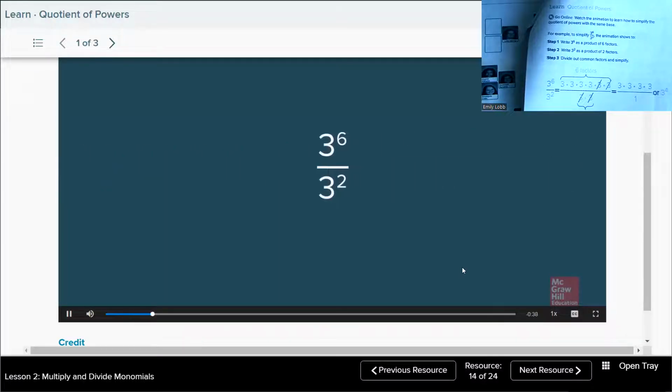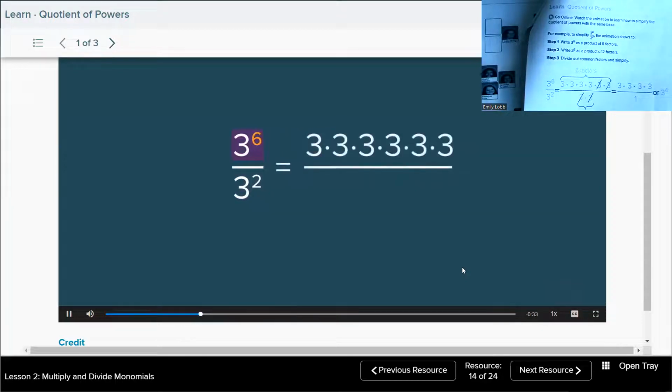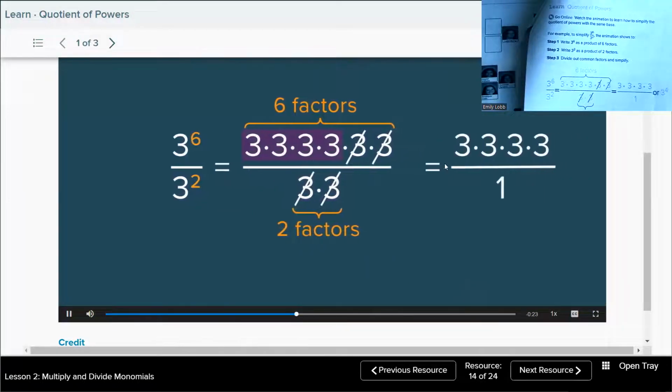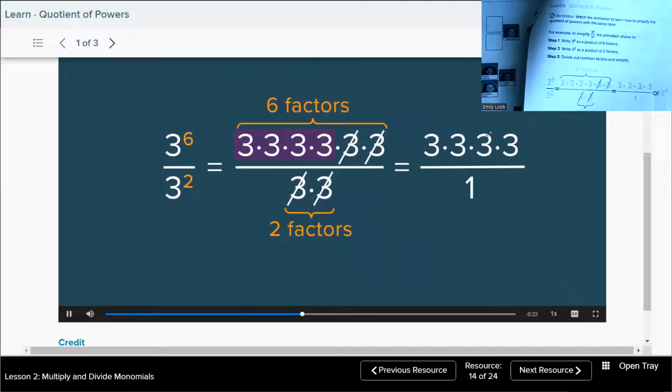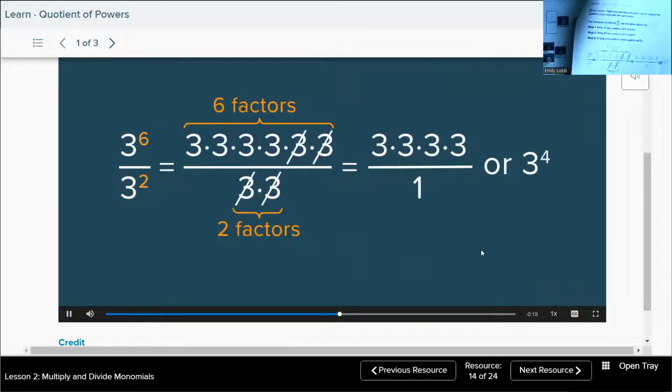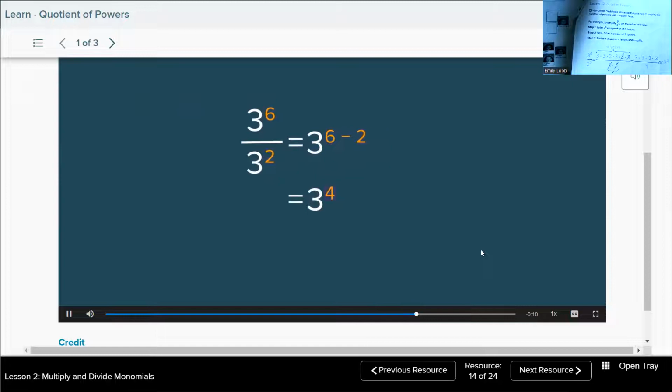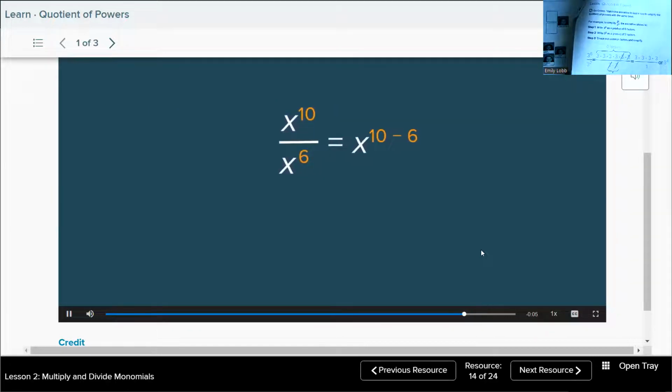You can simplify the quotient of powers with the same base. Write 3 to the 6th power as a product of factors. Write 3 squared as a product of factors. Divide out common factors and simplify. 4 factors of 3 remain in the numerator, so the quotient is 3 to the 4th power. Notice that the difference of the exponents in the original powers is the exponent in the final quotient. You can divide powers with the same base by subtracting the exponents. The quotient is x to the 4th power.